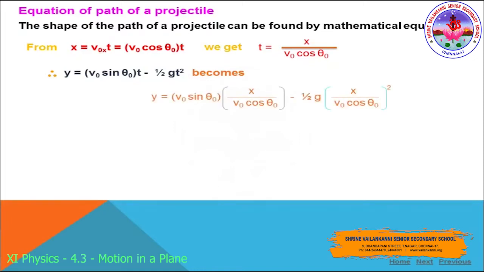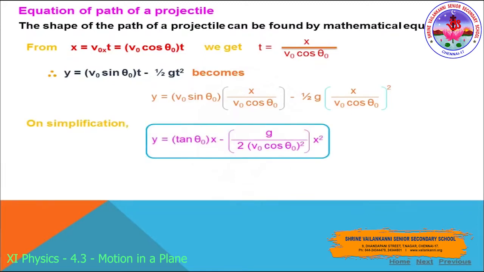Now y is equal to V naught sin theta naught into x, that component you have taken, minus half g into t squared, so x by V naught cos theta naught, whole squared. By simplifying this equation we get y equal to tan theta naught x minus g by 2 V naught cos squared theta naught into x squared. The convenient way is you can take theta only, no issue.